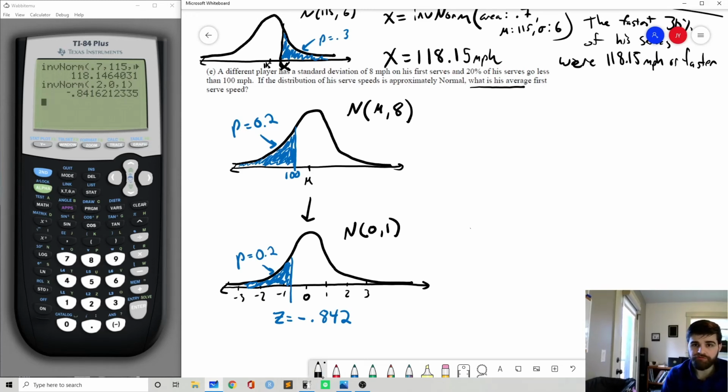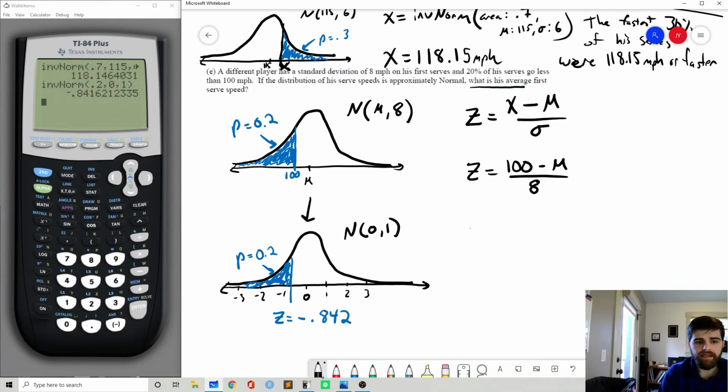Now, if we know our z-score formula, then we should be able to figure out the mean. So as a reminder, a z-score is where we figure out how many standard deviations an observation is away from the mean. So we take our observation, we subtract the mean, and we divide by standard deviation. So our observation is 100 miles an hour. We don't know the mean, but we know the standard deviation is 8. And we know that 100 has a z-score of negative 0.842. So we should be able to get to the mean now with just a little bit of algebra.